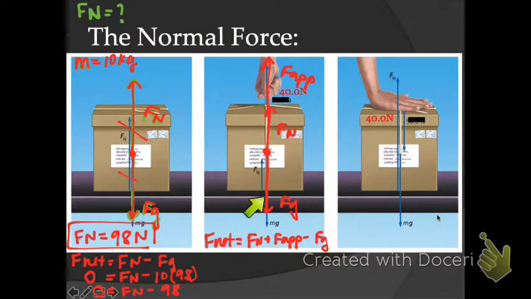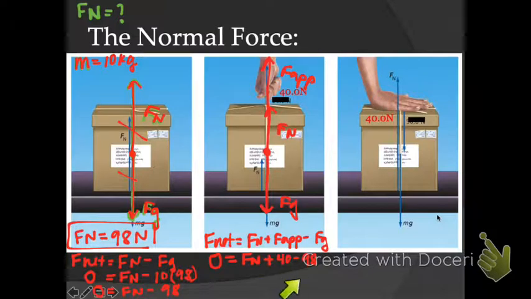So is my object accelerating in the vertical direction? No, because it's at rest. It's just sitting there. So my F net is 0. Normal is what I'm solving for. Applied is 40 newtons. And Fg is still 10 times 9.8, right? So still 98.